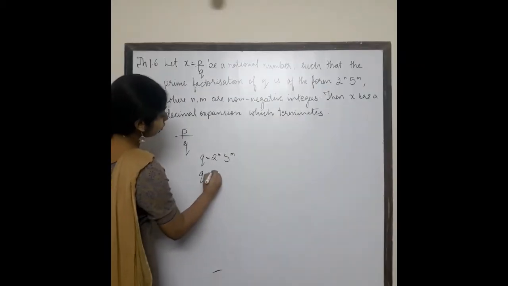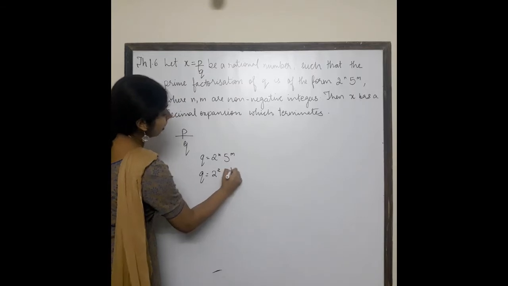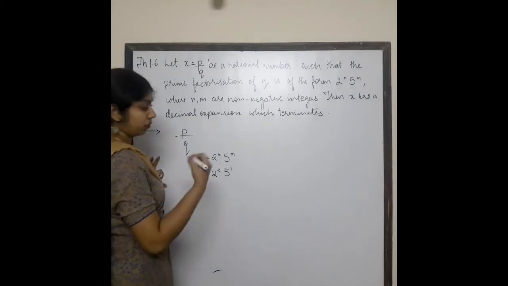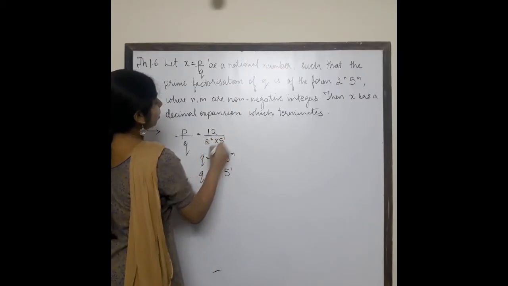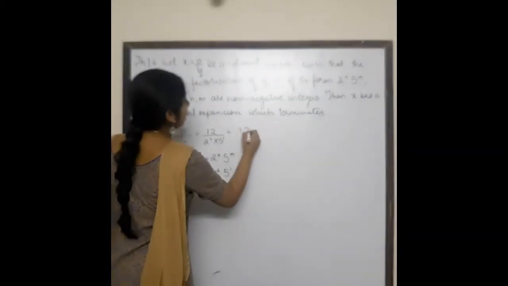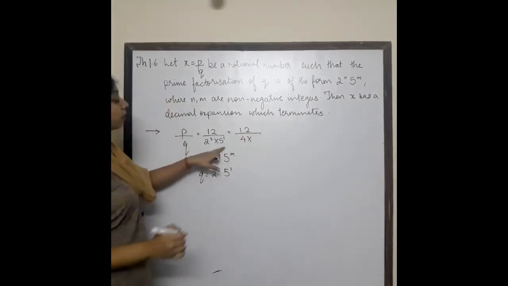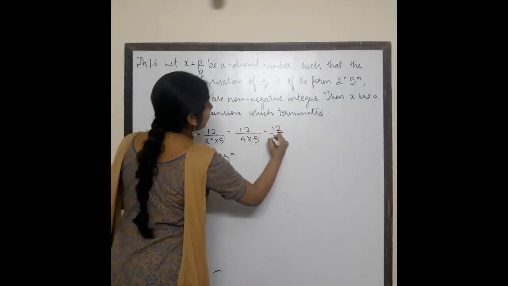Let us take 2 to the power 2 multiplied by 5 to the power 1, and in the numerator let us take any number, say 12. So this is 12 upon 2 to the power 2 into 5 to the power 1. Now 2 to the power 2 is 4, and 5 to the power 1 is 5. So this comes 12 upon 20.